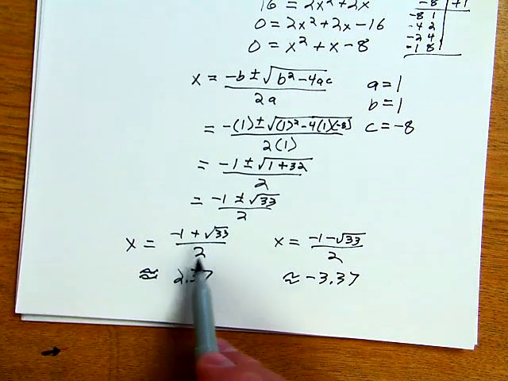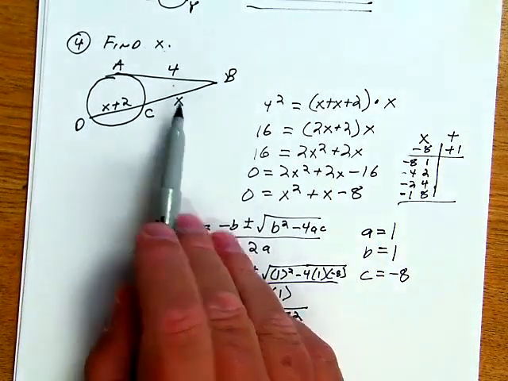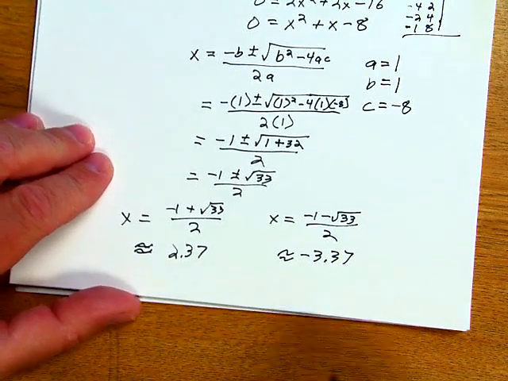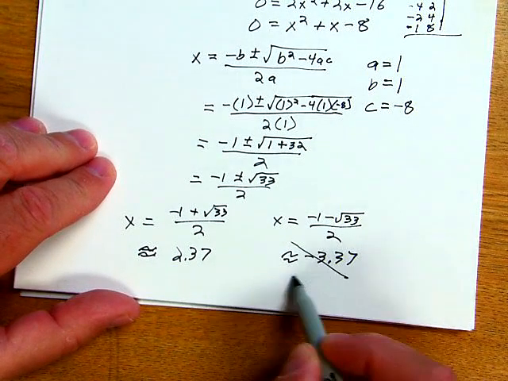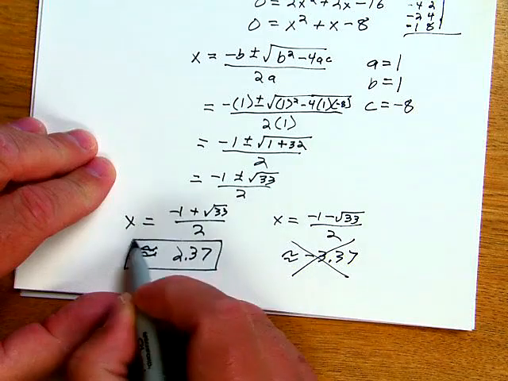So now I go back and look at what am I trying to solve. I'm trying to solve this value of x right here, which is a length. So I come back down here to my two lengths that I can choose from, and this one is the negative length, so I don't use it. So this becomes my final answer.